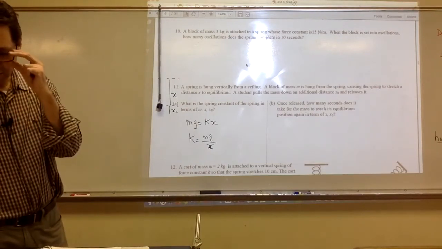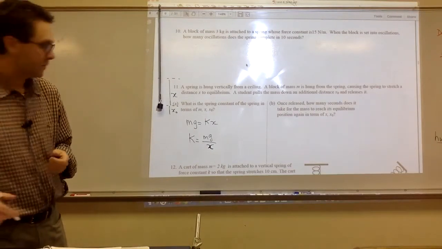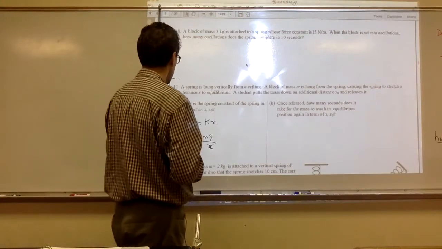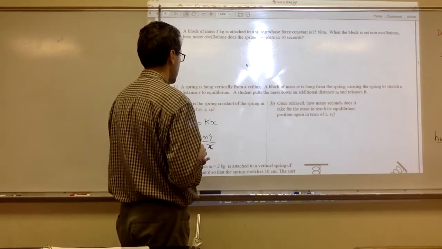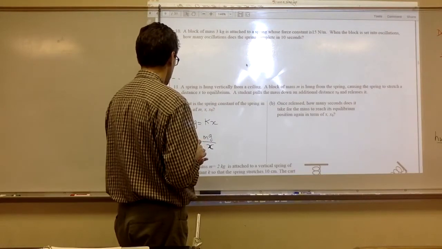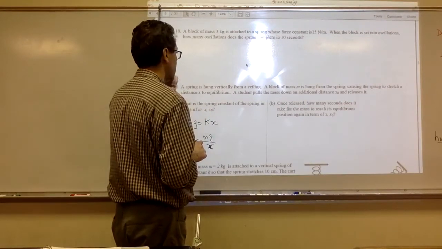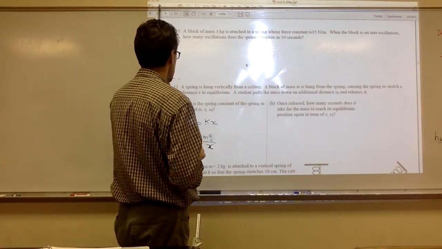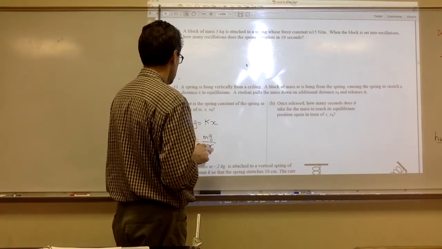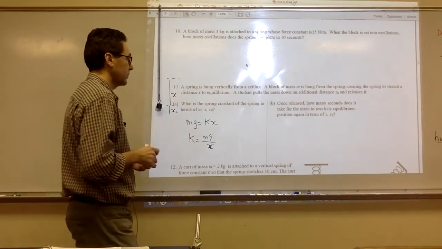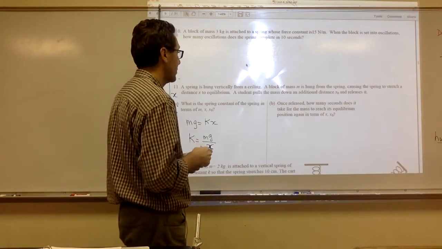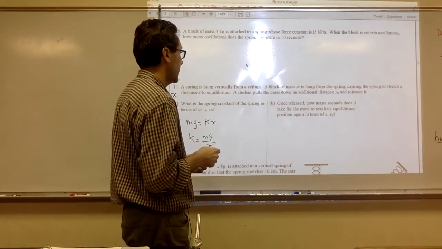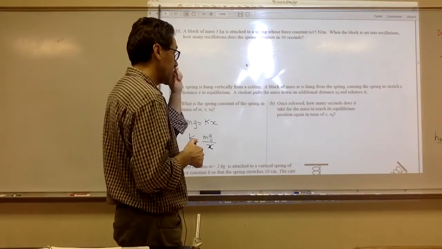Yeah, the question I have here is different. Okay. So I don't think xo is going to show up because we can just do it with mg equals kx, because when you hang it on it, it stretches a distance x. So there will be no xo in there. Once released, how many seconds does it take for the mass to reach its equilibrium position, again in terms of x and xo?